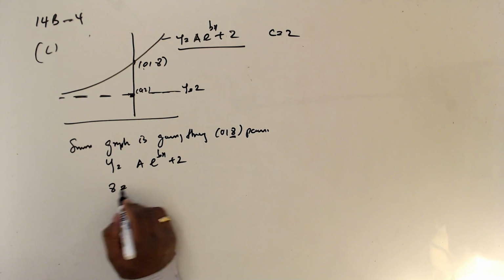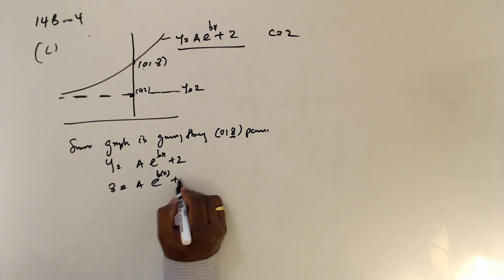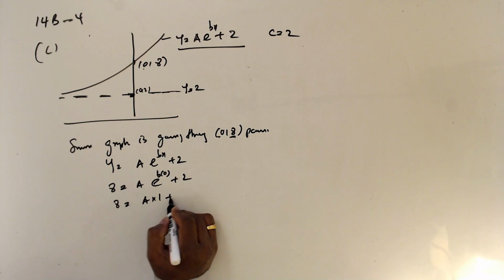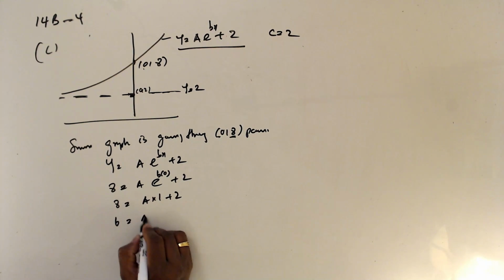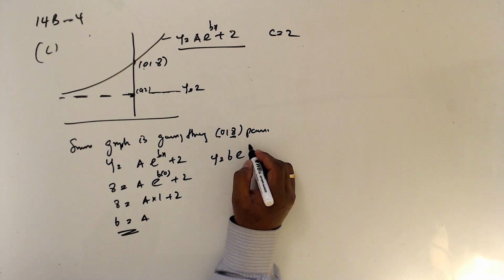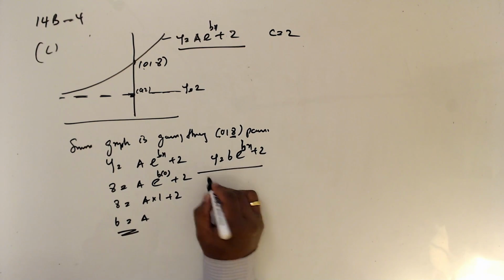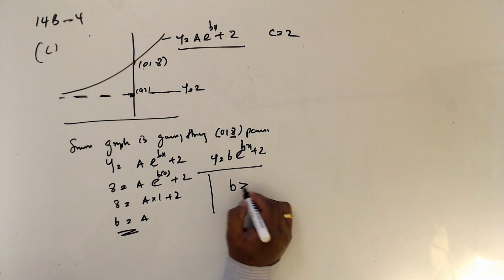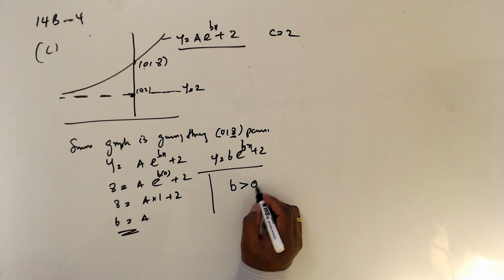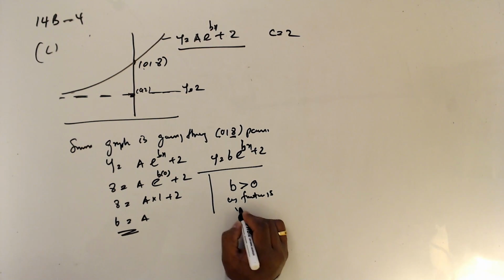So this is 8 equals A times e^(B times 0) plus 2. So 8 equals A times, e^0 means 1, plus 2. So 6 equals A, A equals 6. So then y equals 6 e^(BX) plus 2. And it asks about B greater than 0 because it is an increasing function.